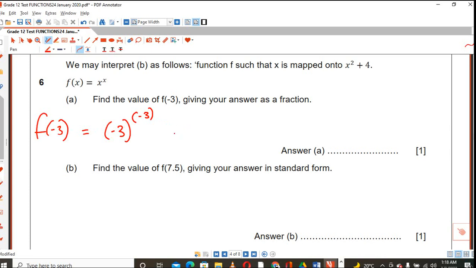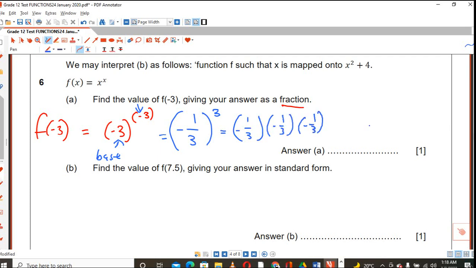Now they say give your answer as a fraction. So you have a negative index, and what it says is you must take the base, which is this negative 3, and swap it, and now our power becomes positive. Remember, this in a nutshell means negative 1 over 3 times negative 1 over 3 times negative 1 over 3. At the end of the day, you're going to have negative 1 upon 27 as a final answer.